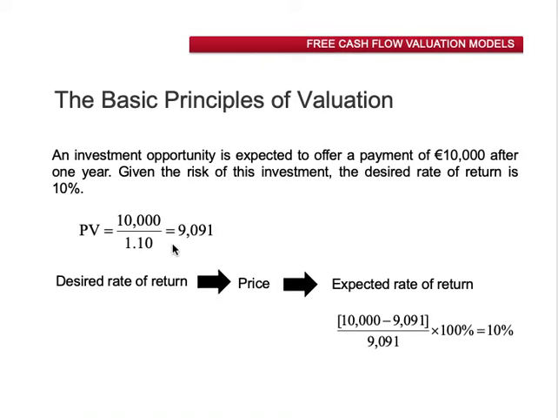If you're going to invest 9,091 in an investment fund and the banker is going to promise you that you're going to get back at the end of the year 10,000 euro, so you put in 9,091 and you're going to get back at the end of the year 10,000, then the difference is equivalent to a return of 10%.